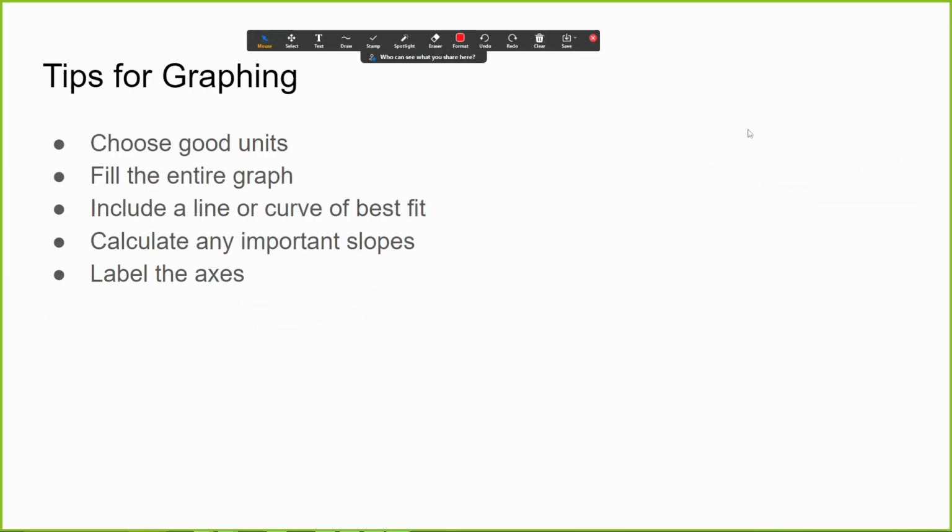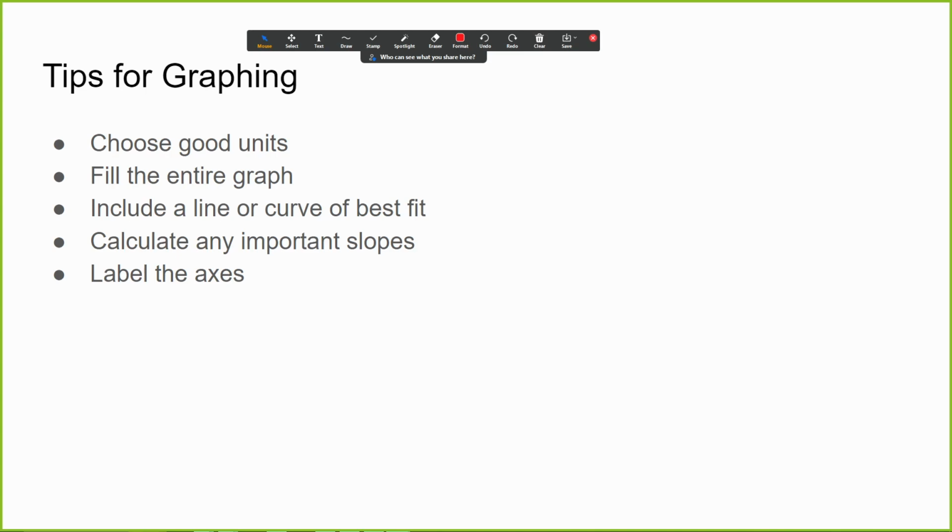So tips for graphing, in case we forgot, you're going to choose good units. You fill the entire graph up. You're going to include a line or curve of best fit, whatever's called for, and I promise we'll do tons of examples on both because I know how much we like doing examples of things.